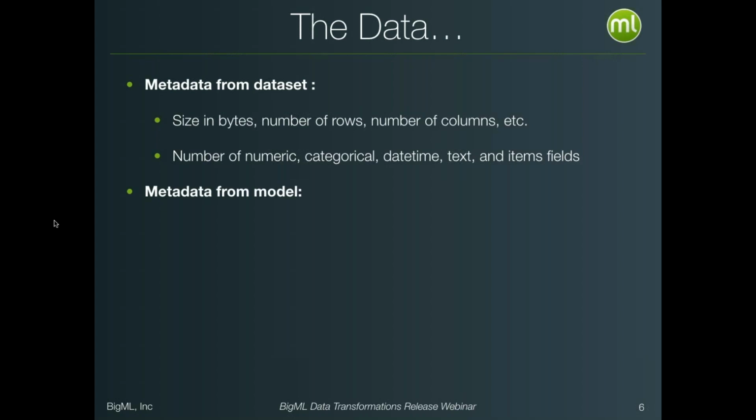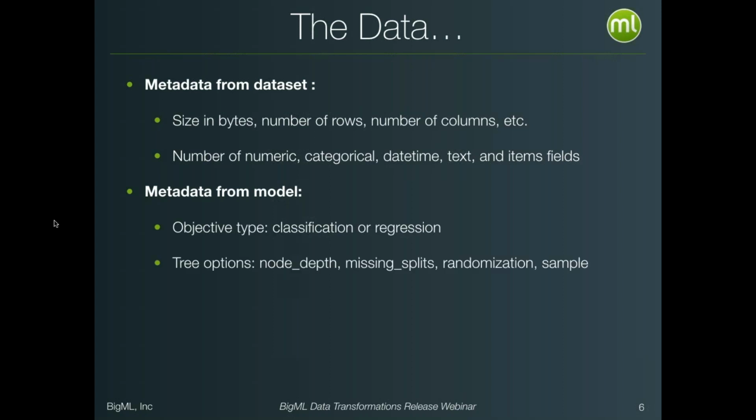Now, in addition to that, there's also the metadata from the model itself, the parameters that the user selects in building the model. There's different ways that you can configure the decision trees. And so, for example, at the most basic, what is the objective type? Is it a classification or a regression? Are we predicting a categorical or numeric value? This may impact how long it takes to process the task.